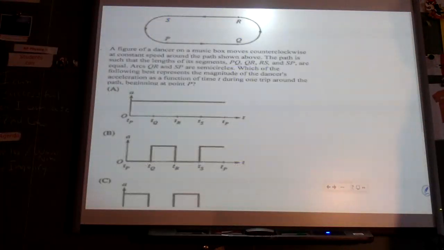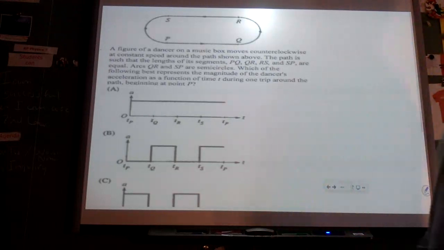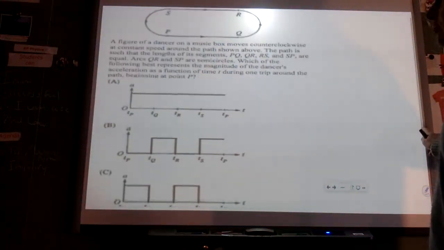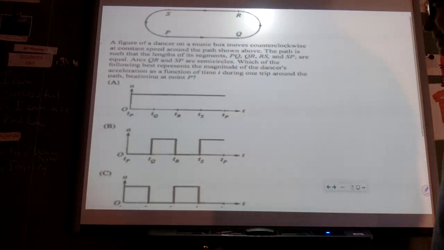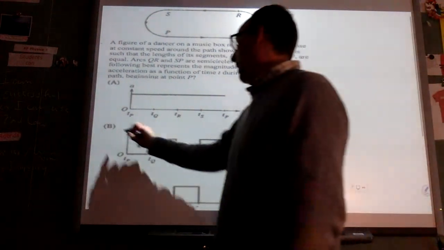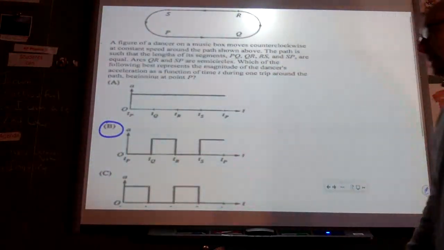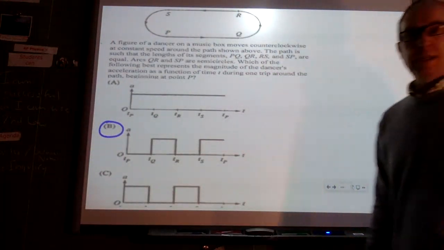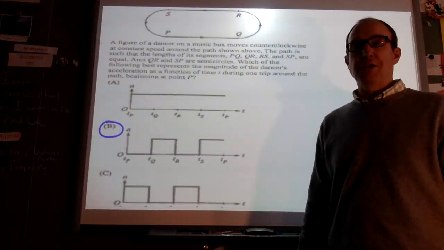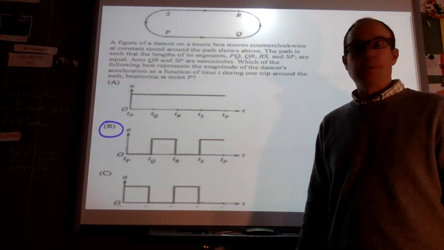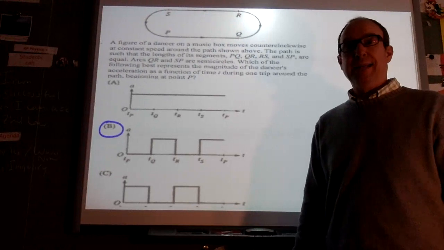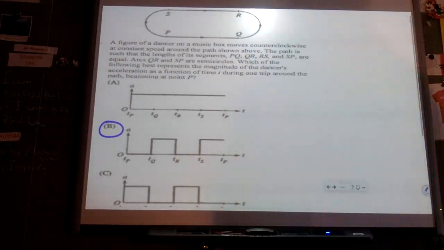A figure of a dancer in a music box moves counterclockwise. They want to know what the acceleration would be. You'd only have acceleration when you were turning direction, so from S to P and from Q to R, and you'd have none otherwise, and it's not going to build, right? It's going to be all or nothing. As soon as it starts changing direction, it has centripetal acceleration. As soon as it stops changing direction, it lacks centripetal acceleration.